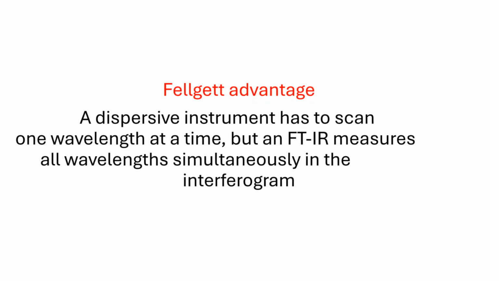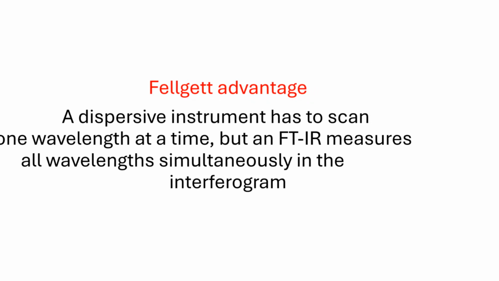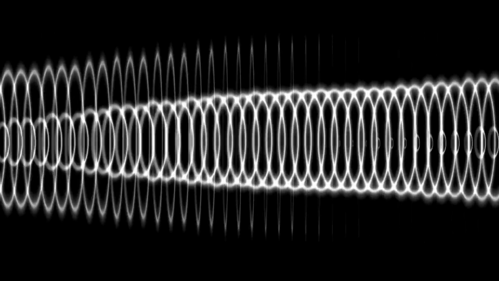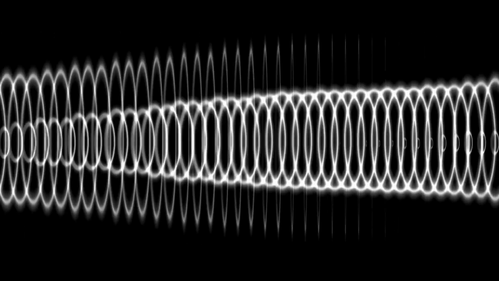Another major strength is the Fellgett advantage, also called the multiplex advantage. A dispersive instrument has to scan one wavelength at a time, but an FTIR measures all wavelengths simultaneously in the interferogram. This makes data collection much faster and improves sensitivity for the same measurement time.